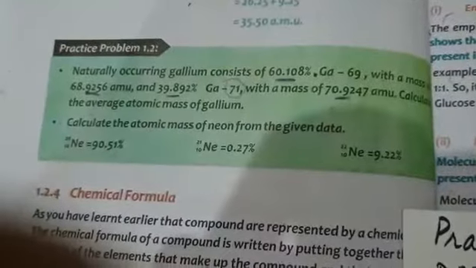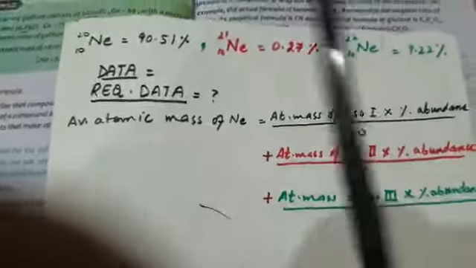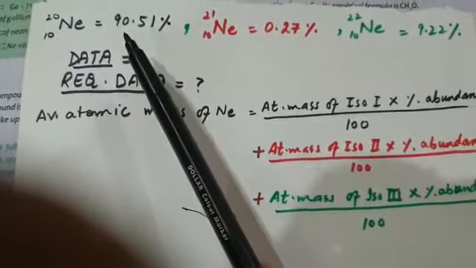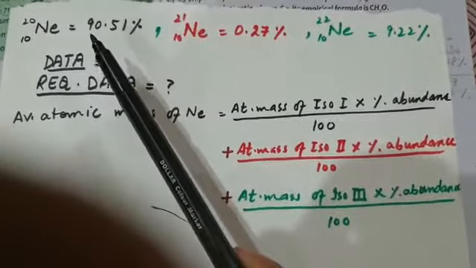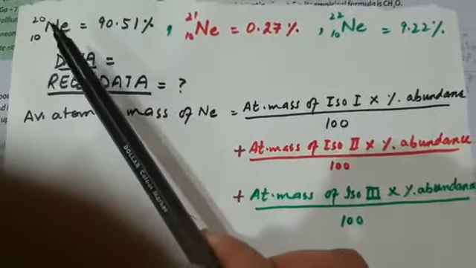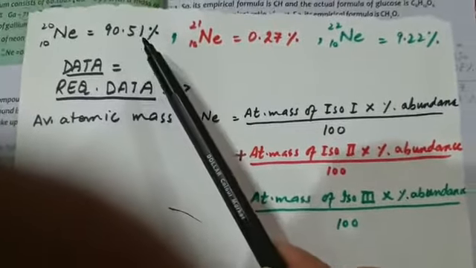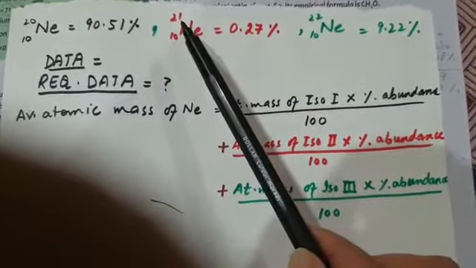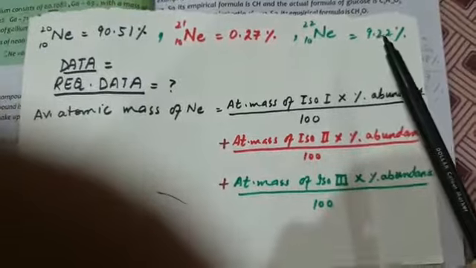Similarly, in this problem, we have a second numerical, and that numerical is about neon. You will calculate this numerical by yourself. Just as a clue, I will give you some information about that figure. You can see that we have three isotopes of neon, and the information we have is neon-20, the atomic mass of isotope 1 and its percentage, the atomic mass of isotope 2 and its percentage, the atomic mass of isotope 3 and its percentage.